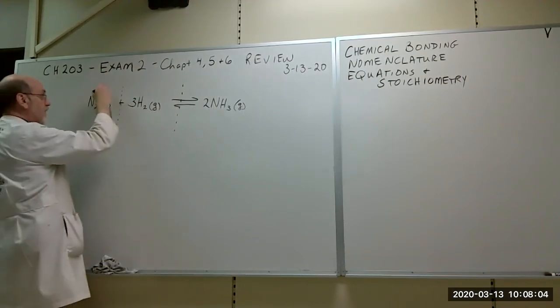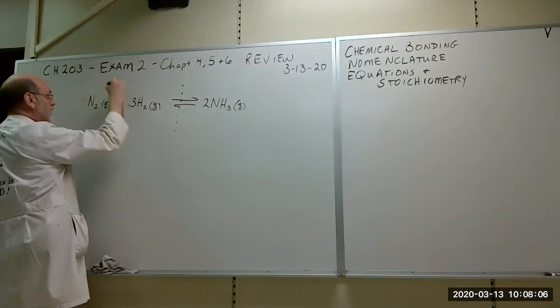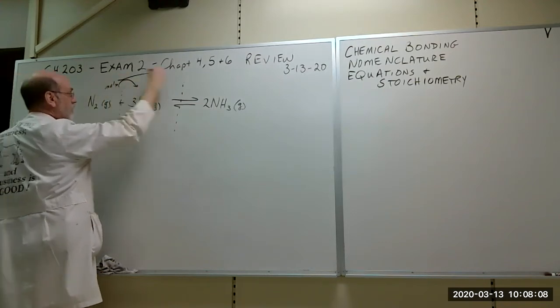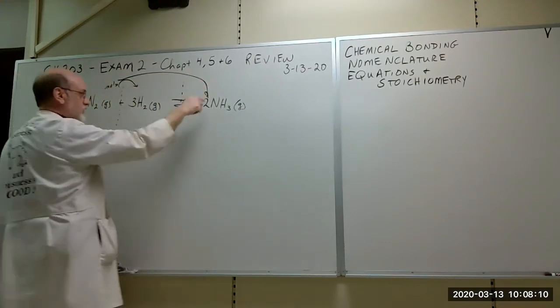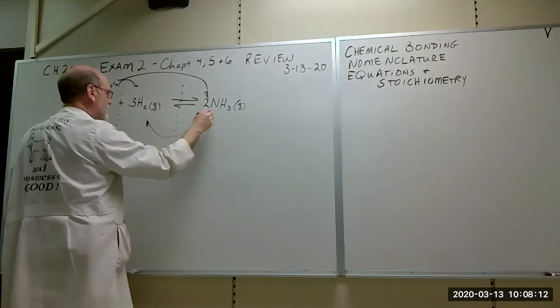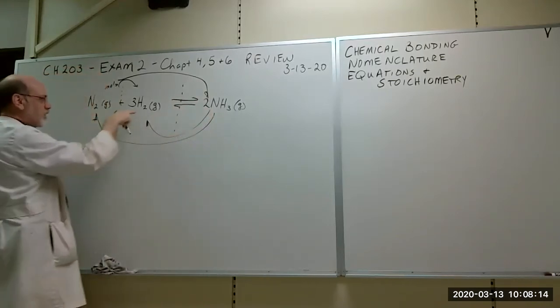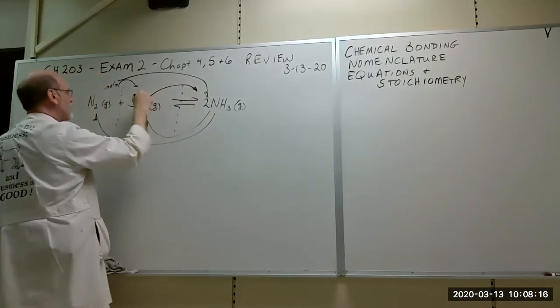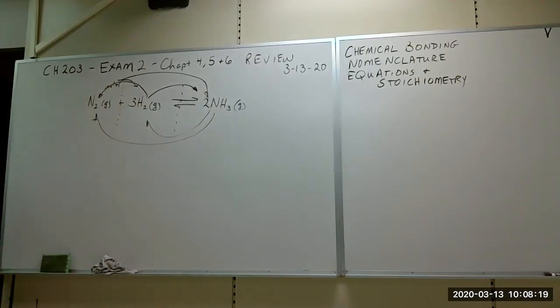Right? So if you've got moles, you can go here, you can go there, or if you know this one, you can go back here, you can go back here, or if you know this one, you can go over there, or you can go over here. As long as you're in moles, you can go anywhere you want to in that equation. Right? That's why you have to be able to convert.